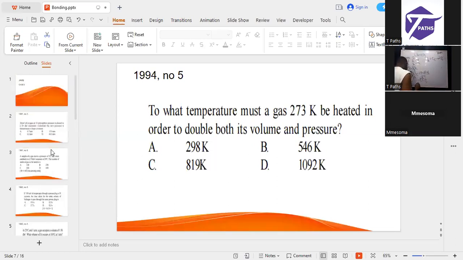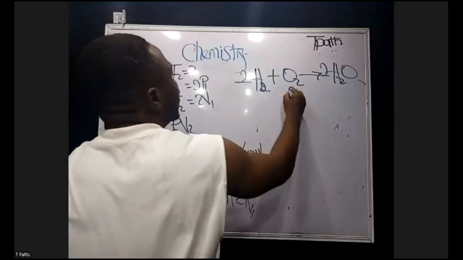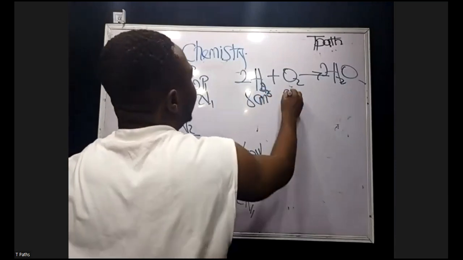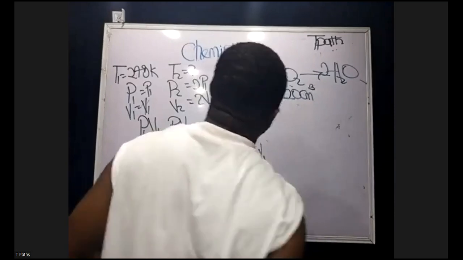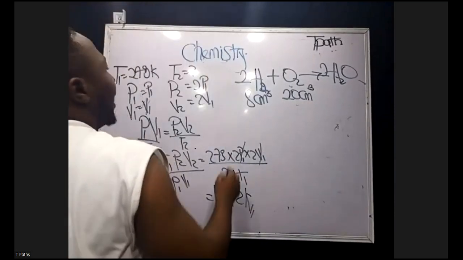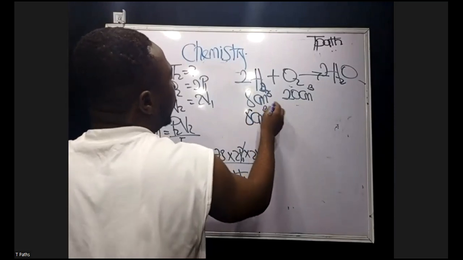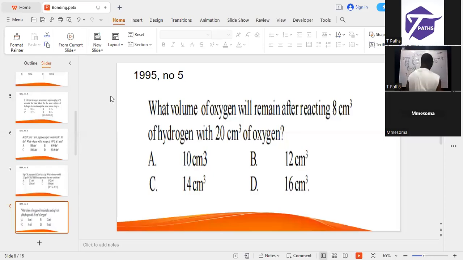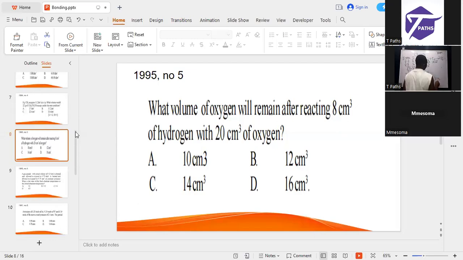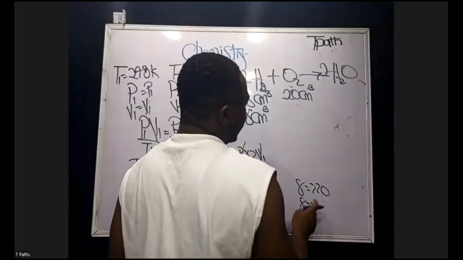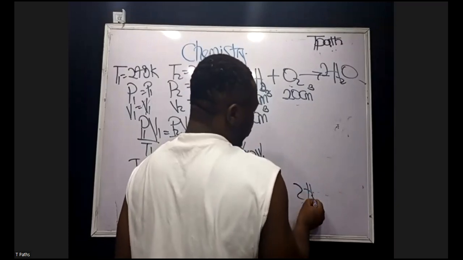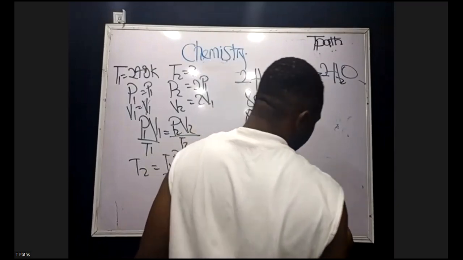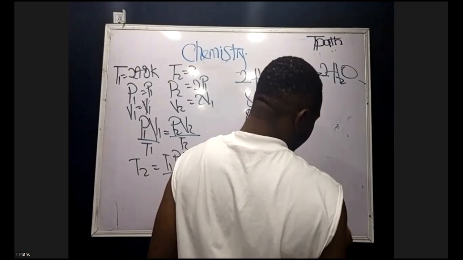So what volume of oxygen will remain after reacting 8 cm cube of hydrogen with 20 cm cube of oxygen? What volume of this will remain? If I'm reacting 8 cm cube, this will be what? Even if you don't know it, this is what we call a 2-to-1 relationship. 2 moles of H2 is equal to 1 mole of O2. Therefore, 8 is equal to what? X. So 2x is equal to 8, and x is equal to 4.